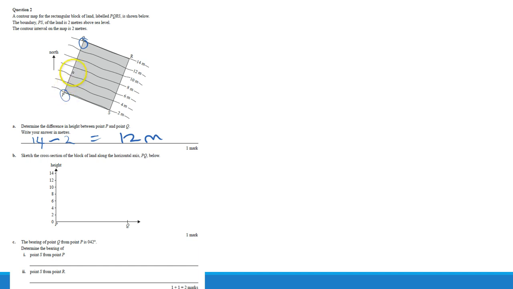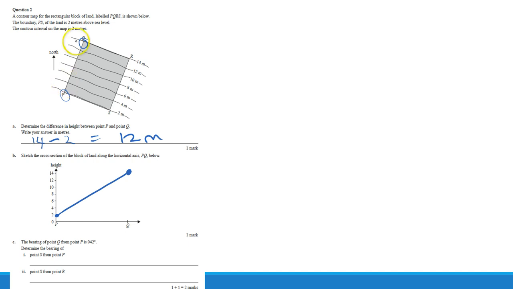Sketch the cross section of the block of land along the horizontal axis PQ below. So you can see that the contours are very evenly spaced. P starts at 2 meters, so we'll put a little dot there. Q finishes at 14 meters, so put a dot there, and because it's pretty much straight, we draw a straight line.